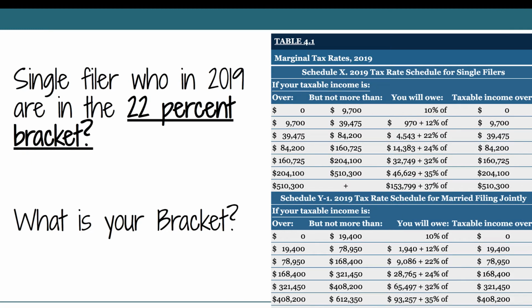If you are single and your taxable income is between $39,475 and $84,200, this is where you're going to start to calculate and determine how much you actually owe. Your base, $4,543, plus 22% of any income over that $39,475.